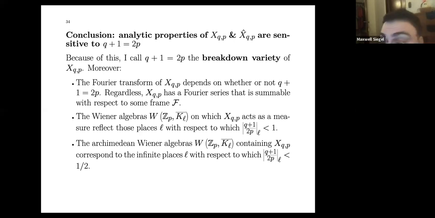In addition, the Wiener algebras on which x_{q,p} acts as a measure correspond to those places L for which (q plus 1) over 2p has an ell-adic absolute value less than 1. Also, the Archimedean Wiener algebras containing x_{q,p} correspond to the infinite places L for which (q plus 1) over 2p has an ell-adic absolute value less than 1/2.